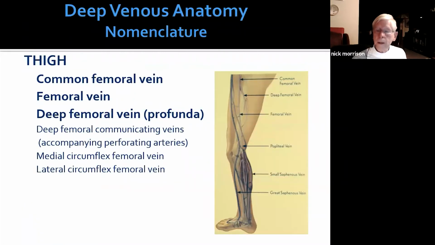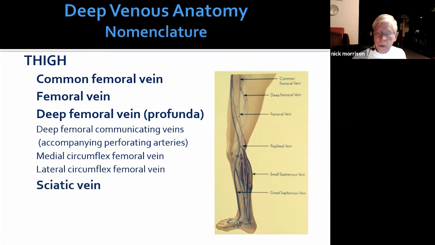In the thigh, you can see the common femoral vein and the deep femoral vein. And then the femoral vein, we used to call that the superficial femoral vein, but there was so much confusion thinking it was a superficial vein. And in fact, it's deep, so they've dropped the superficial. It's now the femoral vein. And then the popliteal vein, great and small saphenous veins.